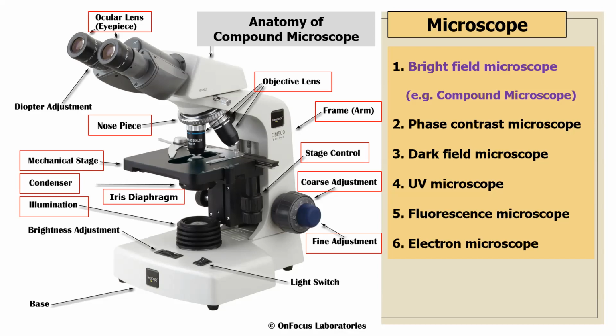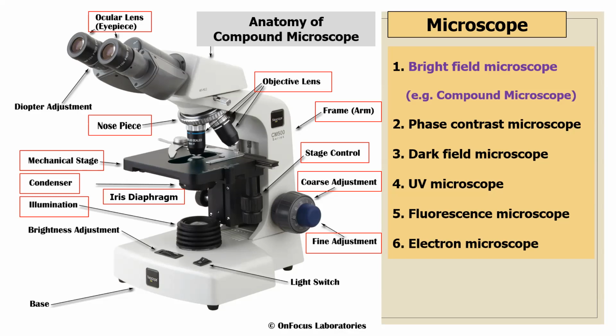Fine adjustment knob. Its function is the same as the coarse adjustment, but it makes the tube or stage move very slowly, making it easier to adjust the focus point. Stage. The stage is a rectangular platform for placing slides or items that need to be viewed with the microscope. Mechanical stage. Iris diaphragm. It is used to control the light that passes through the microscope, as much or as little as needed.